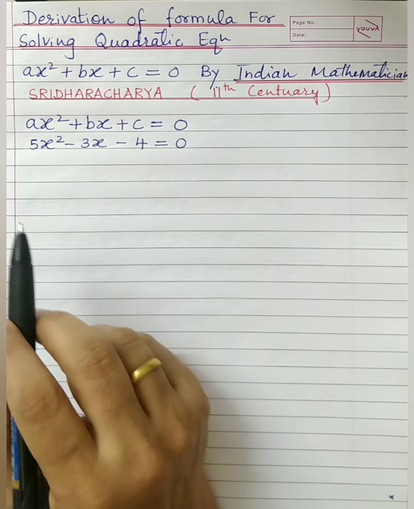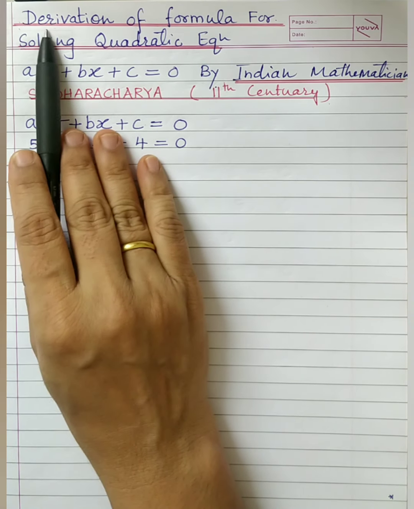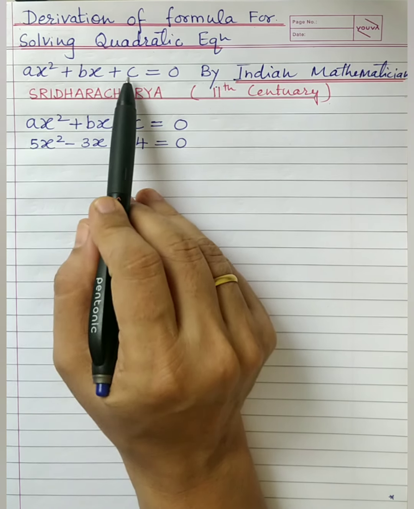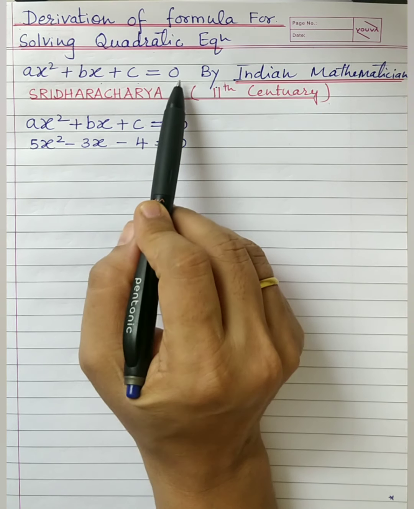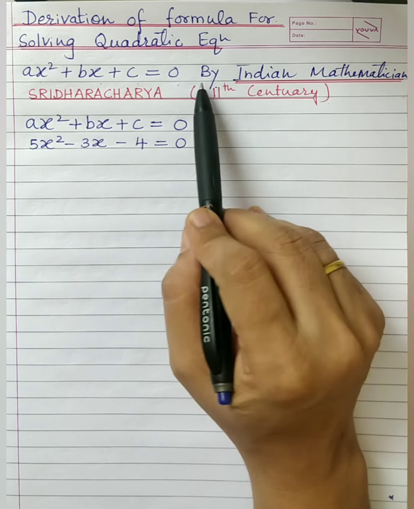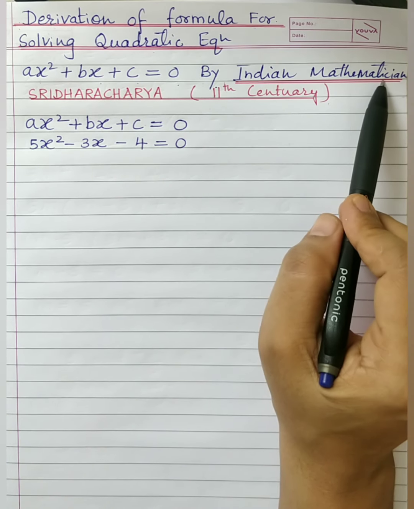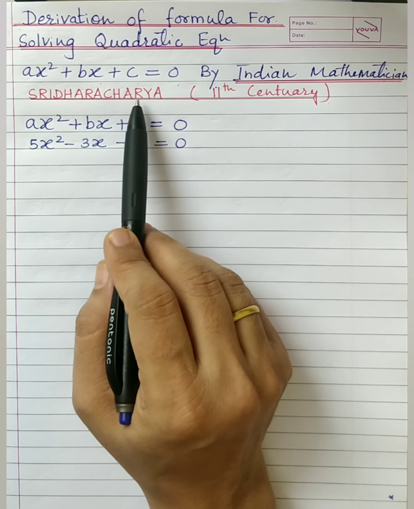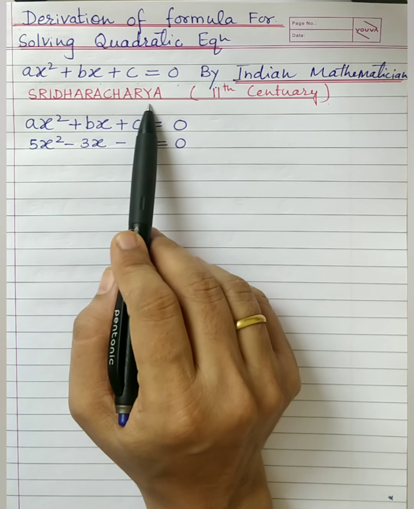Hello children, today we are going to study a very interesting thing in today's class, that is the derivation of the formula for solving a quadratic equation of the form ax square plus bx plus c is equal to 0. The great feeling about this formula is that its derivation was given by Indian mathematician Sridharacharya. The formula you are going to learn, a very important formula, is also known as Sridharacharya formula.